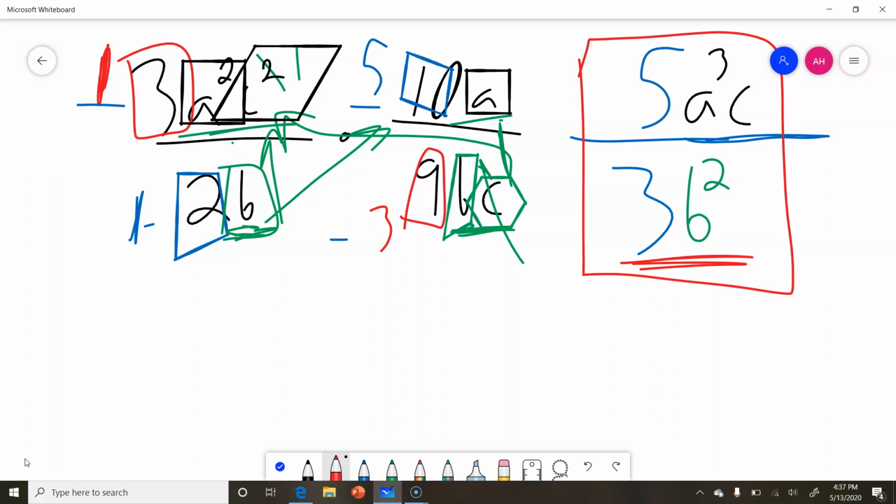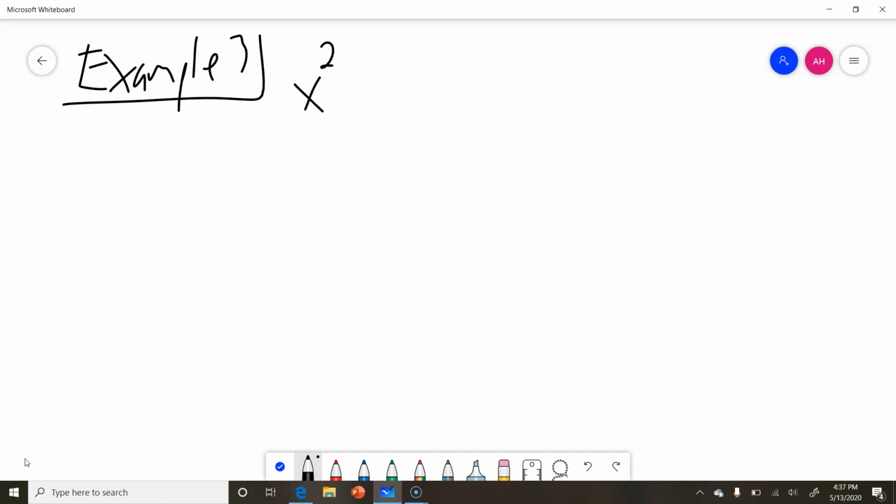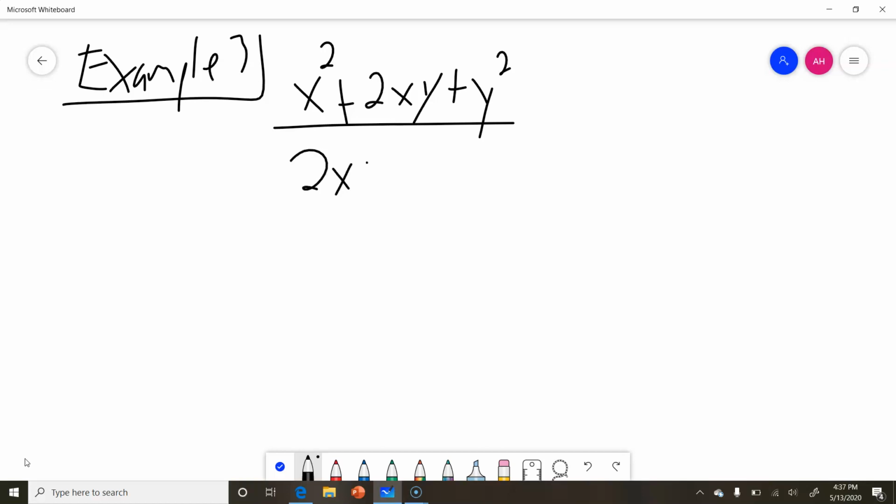Okay, now the same thing, in the same way we could do that, we can do it with trinomials and polynomials. So this is example 3. So you want to follow along on this example. So we have x squared plus 2xy plus y squared, all of that divided by 2x plus 2y, all of that times 18 over x squared y squared. Well, there's a lot of variables going on.